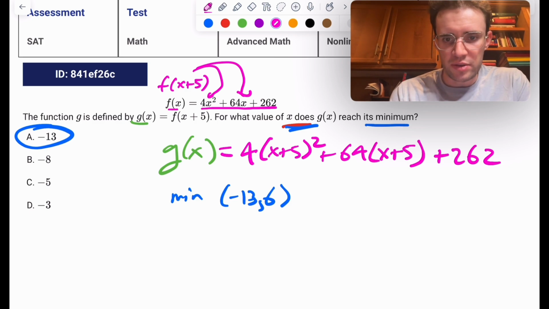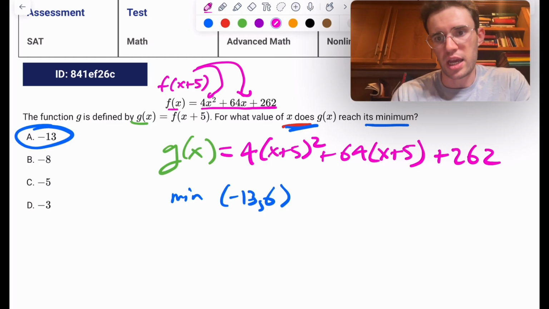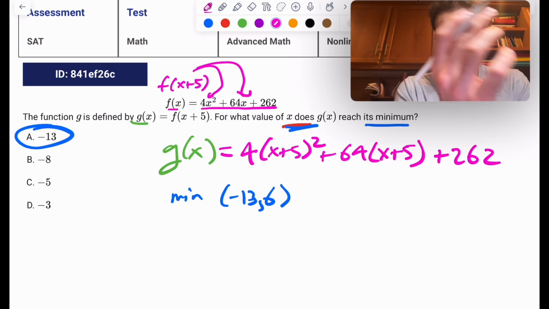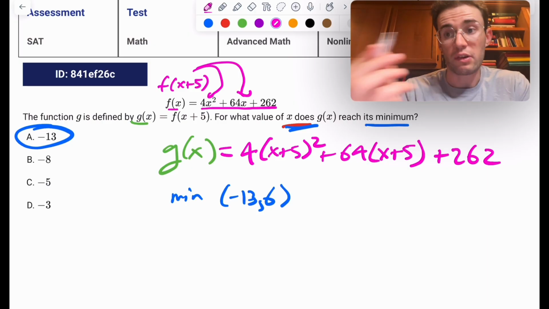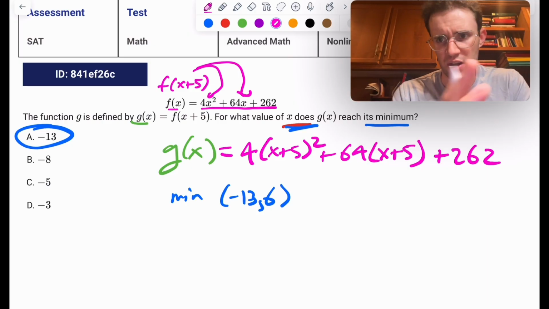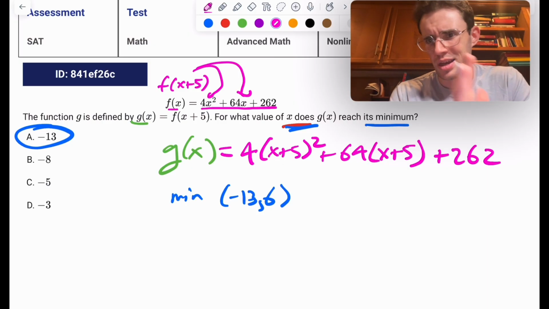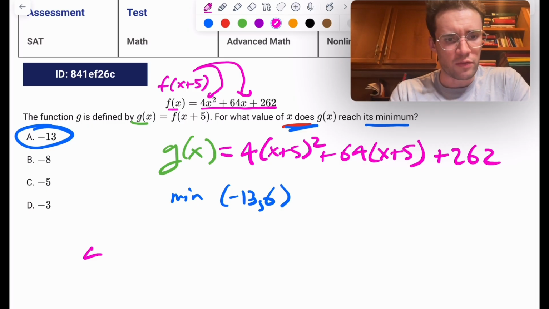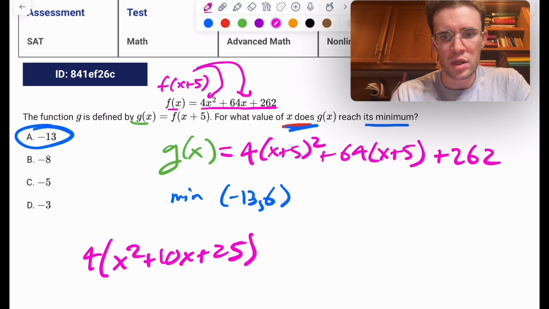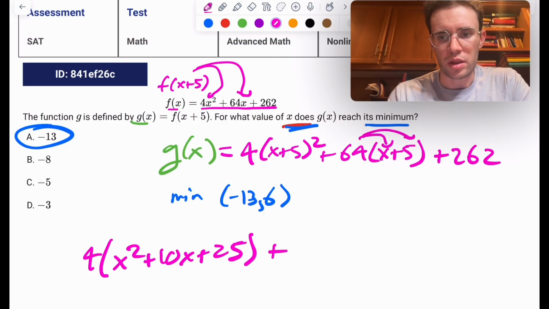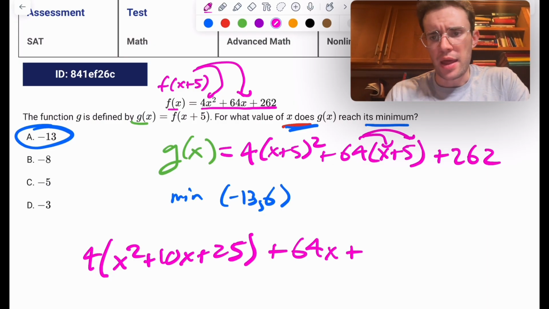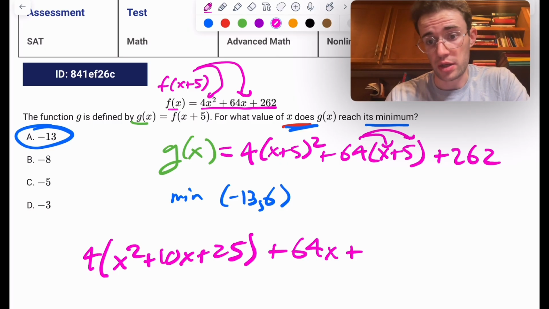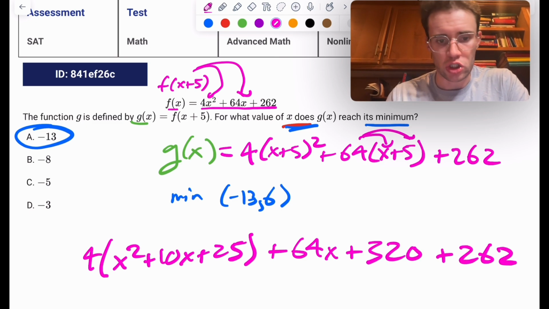So we get x plus 5 squared. You'd have to do x times x, plus 5 times x, plus 5 times x, which gives you 10x, plus 5 times 5. So you have to FOIL that. Make sure you're comfortable with foiling. I have some short videos going over that. You can find 100 videos of that on YouTube. But it'd be 4 times the quantity x squared plus 10x plus 25, plus, and then distribute the 64 to both of these. That gives you 64x, and then 64 times 5 would be, let's see, 60 times 5 is 300, 4 times 5 is 20, so 320, plus 262.